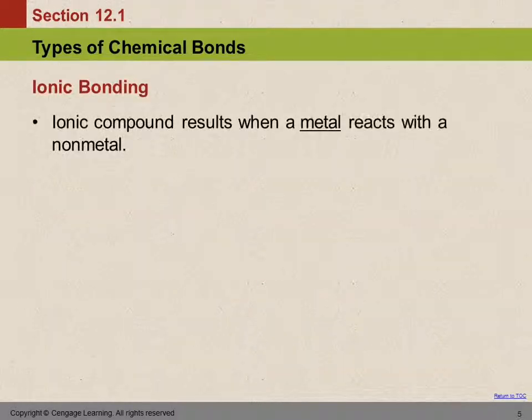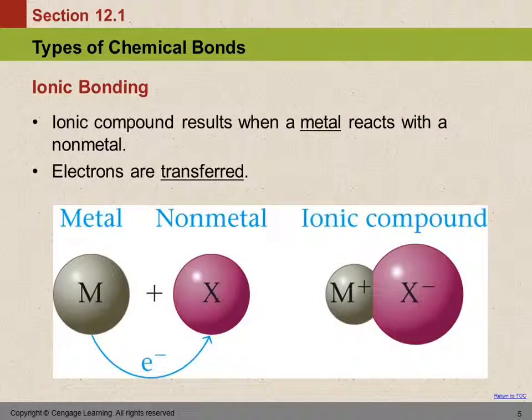So there are two main types of bonding. One of them is ionic bonding. Ionic bonding happens when we've got a metal reacting with a nonmetal. And this coincides with what we talked about in nomenclature, where we learned how to name ionic compounds and we identified them as containing a metal and one or more nonmetals. So ionic bonding happens when a metal reacts with a nonmetal.